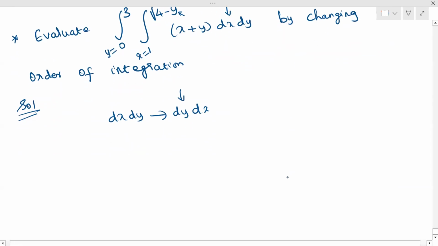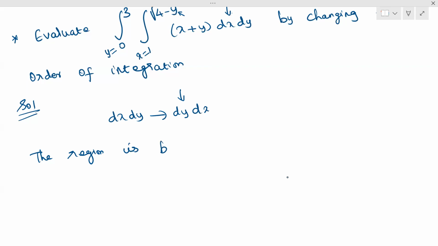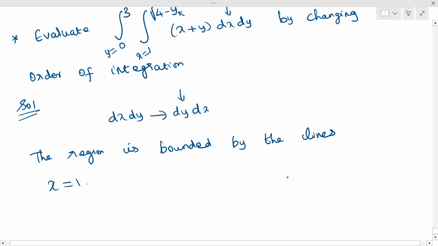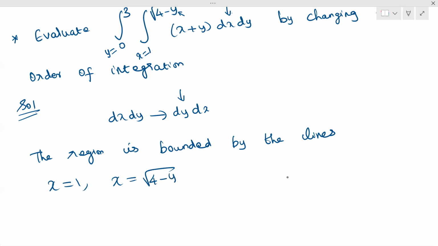So first we have to write our region. The region of integration is bounded by the lines. What is the lower limit? x equal to 1 and the upper limit x equal to root of 4 minus y. And here they have given y varying from 0 to 3. So y equal to 0 and y equal to 3.